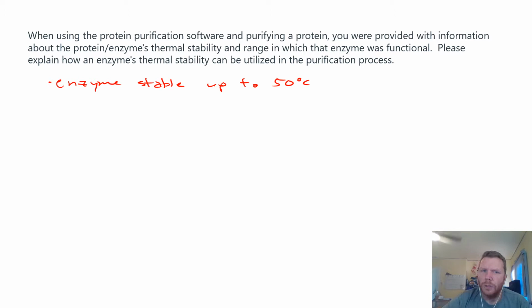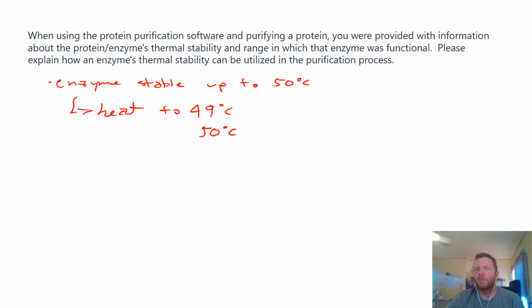Now, what that allows you to do, both in the software and in practice, is if you know that your enzyme remains functional up to 50 degrees Celsius, if you heat that sample to, let's say, 49 degrees Celsius, is your enzyme still going to be functional? Yes, it will. If you heat it up to 50 degrees Celsius, is it still going to be functional? Yeah. If you heat it to 55 degrees Celsius, what's going to happen to that enzyme? Well, you've gone above the temperature in which it's stable, so you're going to begin destabilizing that enzyme, in which case you do not want to heat it up to 55 degrees Celsius.